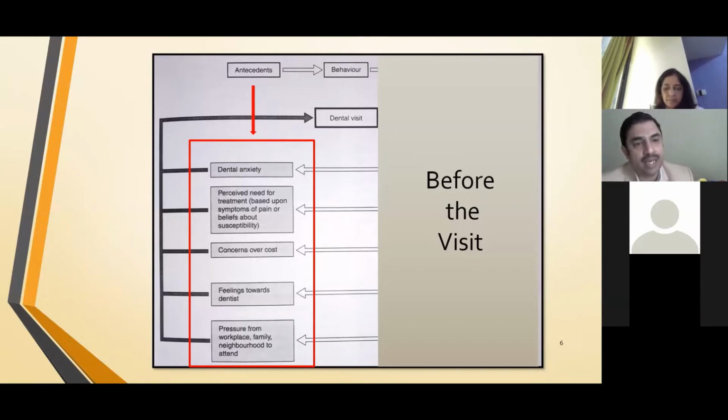The fourth one is feeling towards the dentist. Here, if the patient already knows you from somewhere, he will feel comfortable coming to you. But if you are a totally new person, he may not feel that way. A typical example is in your community, if you are doing a lot of community service, like going for school dental programs, organizing school dental programs, participating actively in your dental association programs, participating actively in your community programs.